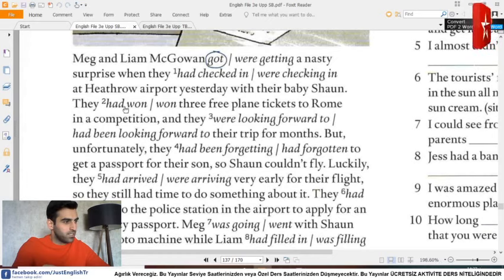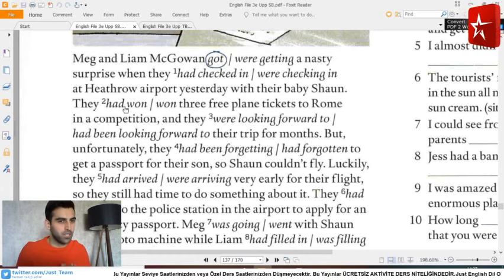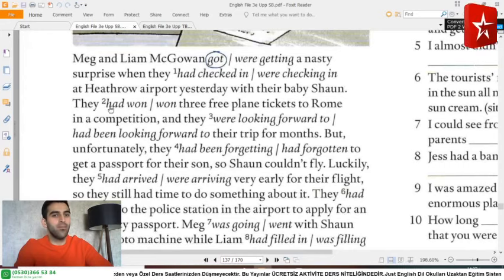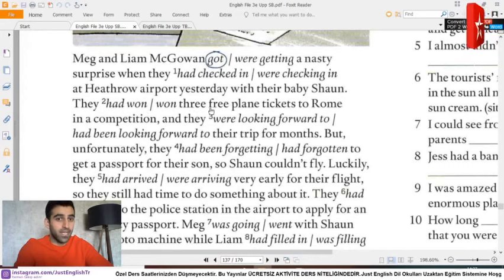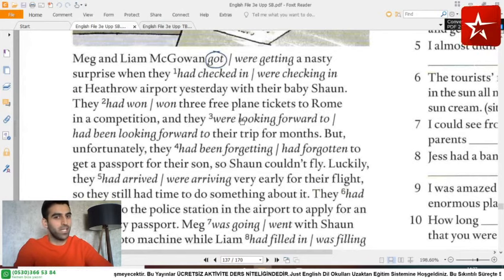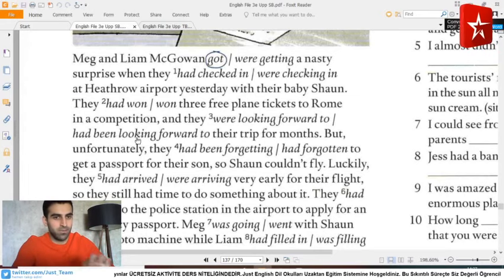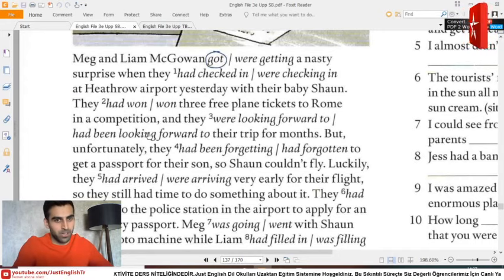Okay, and let me tell you the correct answer. For number 2, the correct answer is had won: they had won 3 free plane tickets to Rome in a competition. Okay, number 3. I will explain this sentence again after getting your answers for number 3.